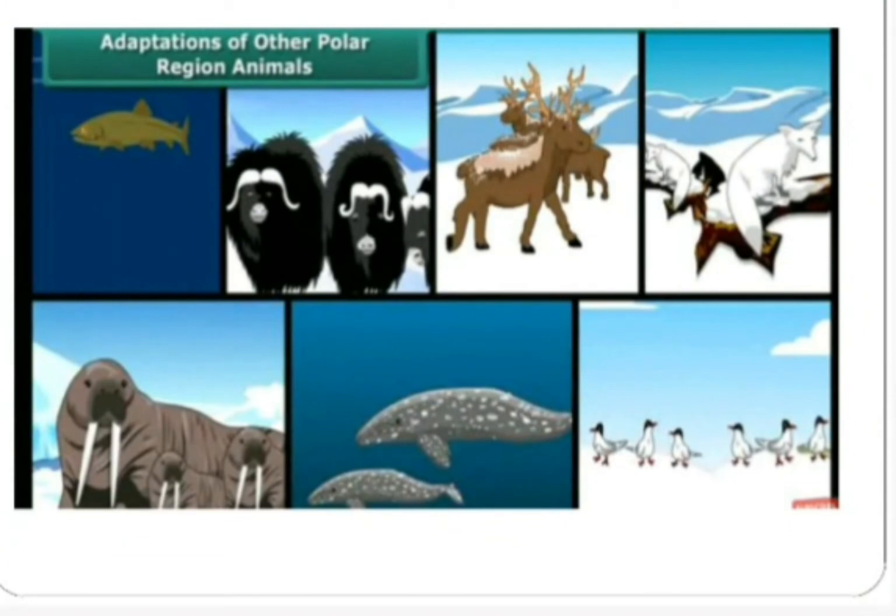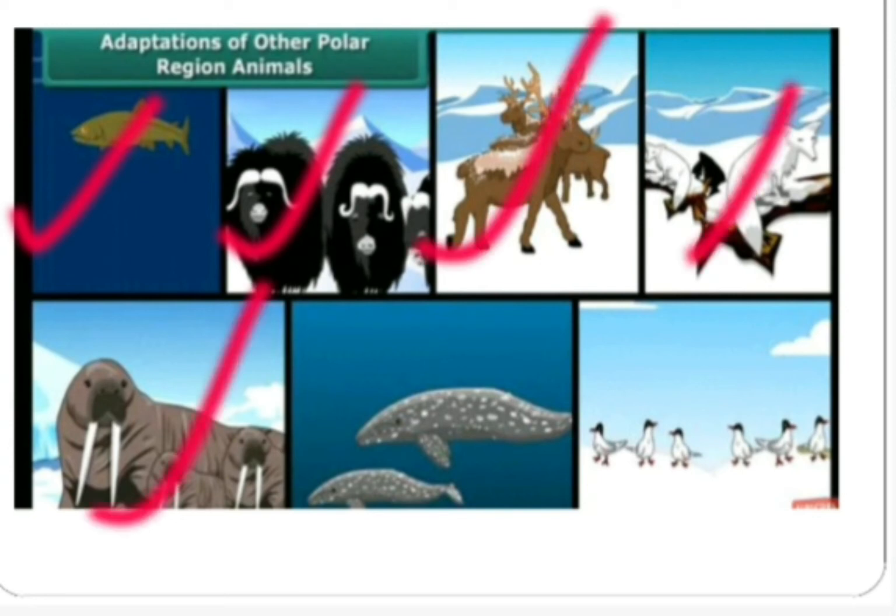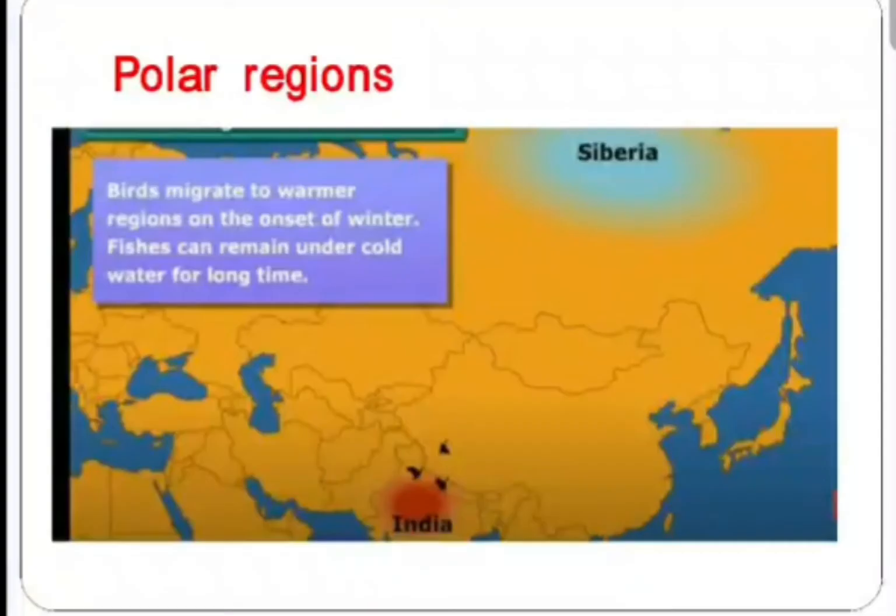Other animals living in the polar regions are many types of fishes, musk oxen, reindeers, foxes, seals, whales, and birds. Birds migrate to warmer regions on the onset of winter. And fish can remain under cold water for a long time.